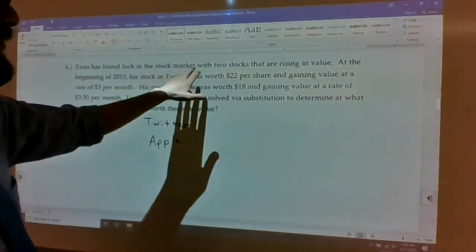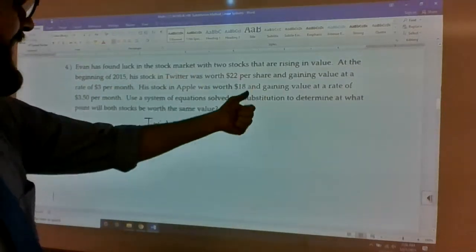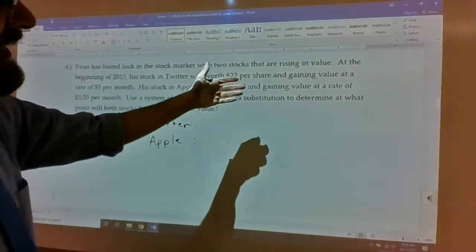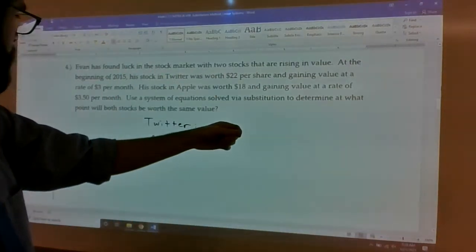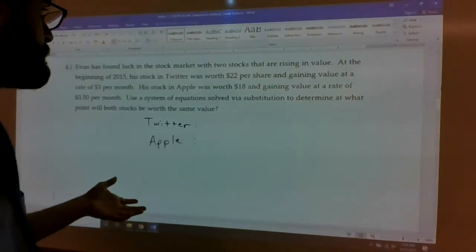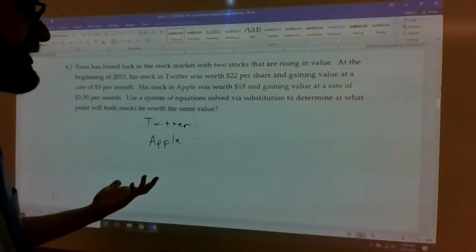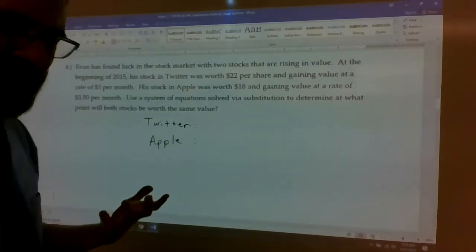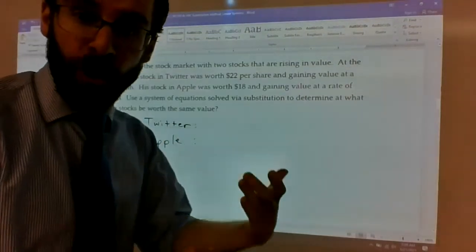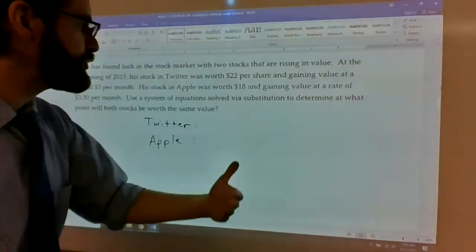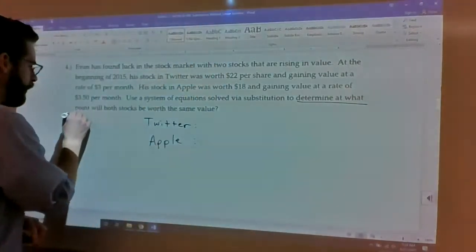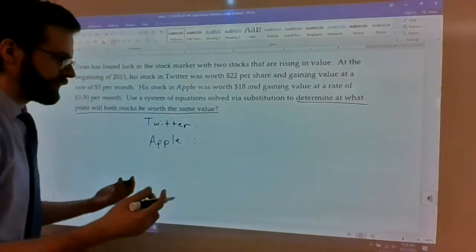The Twitter stock was worth $20 per share and is gaining a value of $3 per month, while the Apple stock was worth $18 and gaining a value of an average of $3.50 a month. Use a system of equations to solve. They're not asking you to necessarily solve the system, but they want you to use substitution to answer the question. Determine at what point both stocks will be worth the same value.